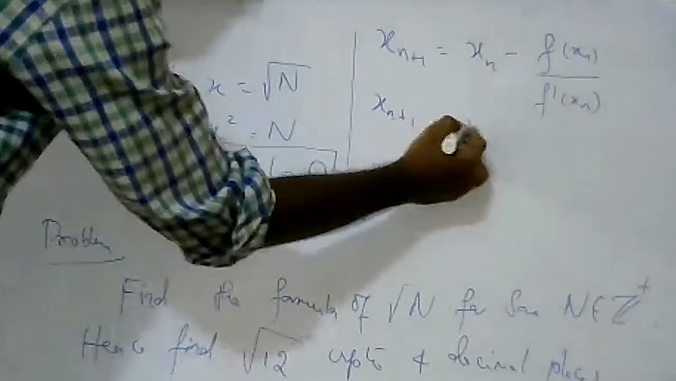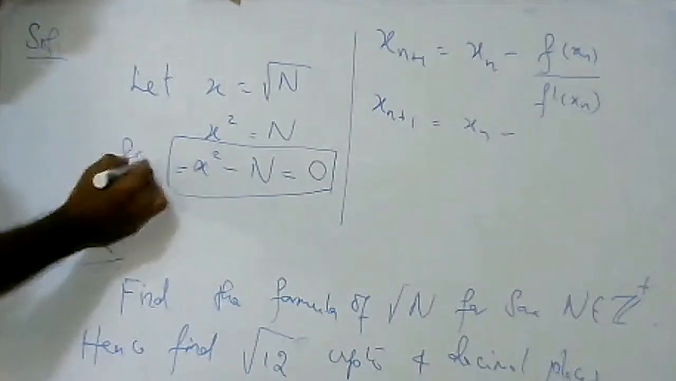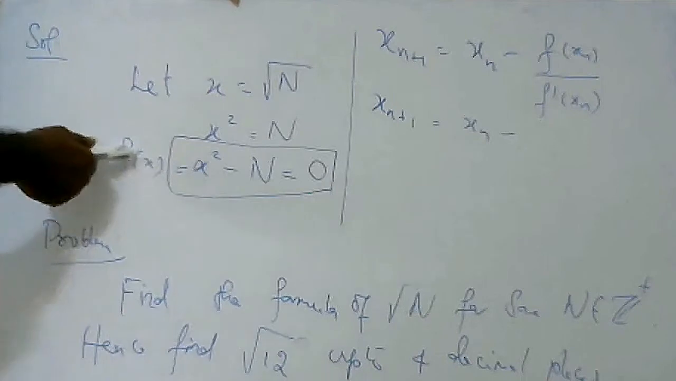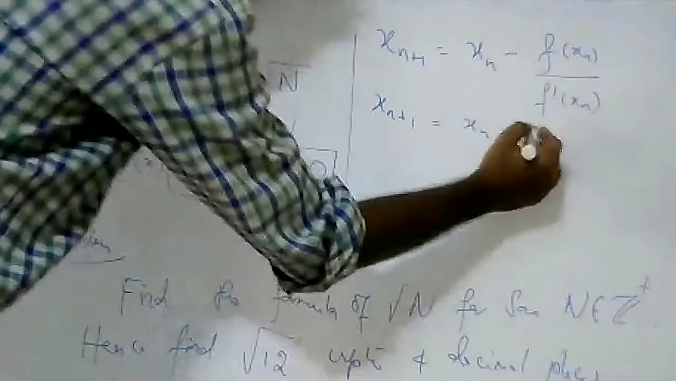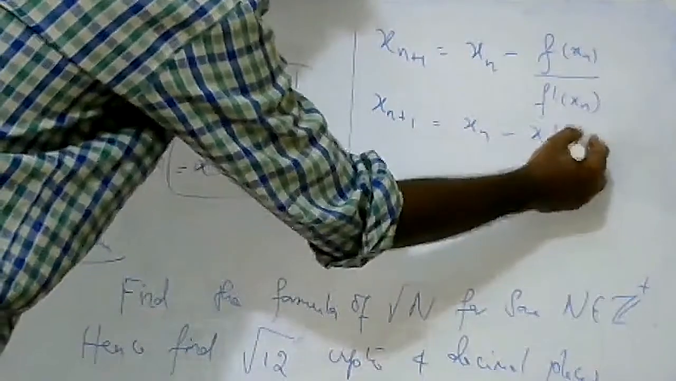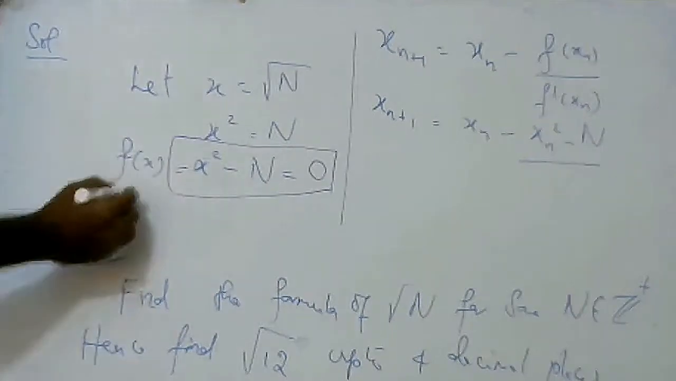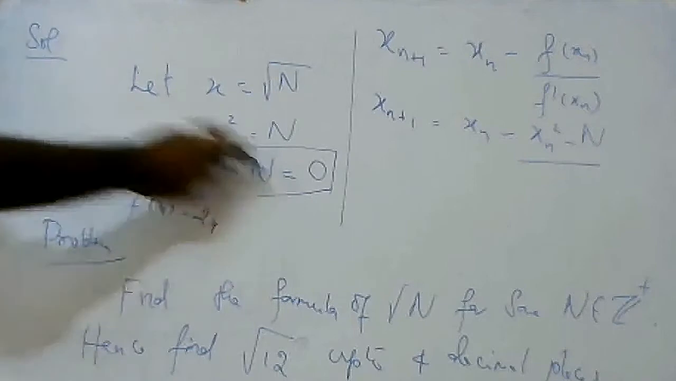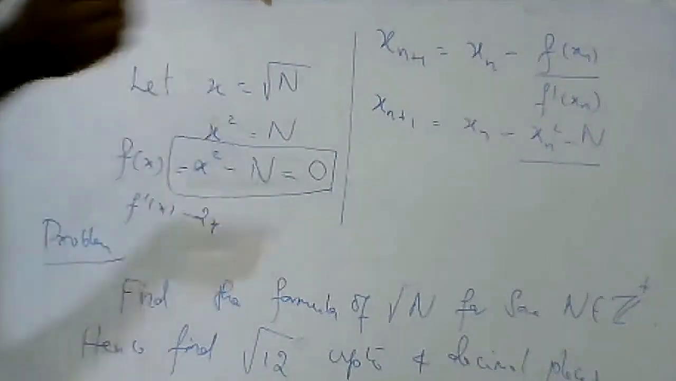x(n+1) equal to xn minus f of xn. You can take x square minus N as f of x so that it is easier to understand. So xn minus f of xn is nothing but xn square minus capital N, divided by f dash of x, so you have to differentiate this equation. Now what do you get? 2x minus 0, N being the constant. If you differentiate the constant, you get 0. So 2x minus 0, which is nothing but 2x.